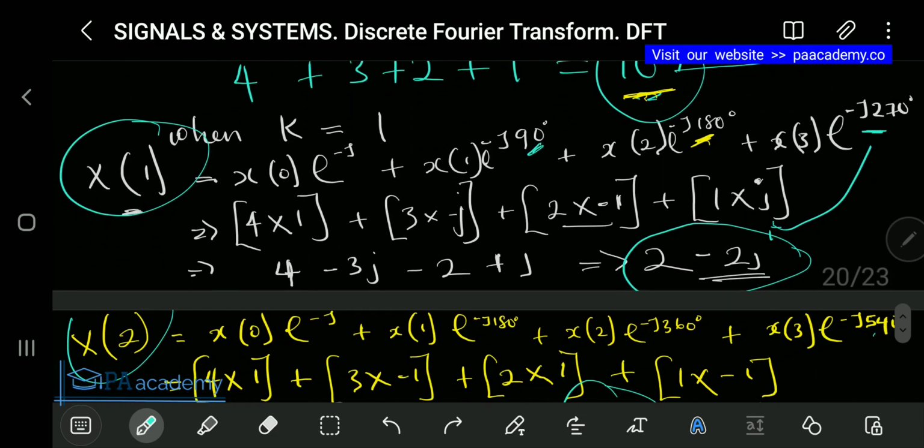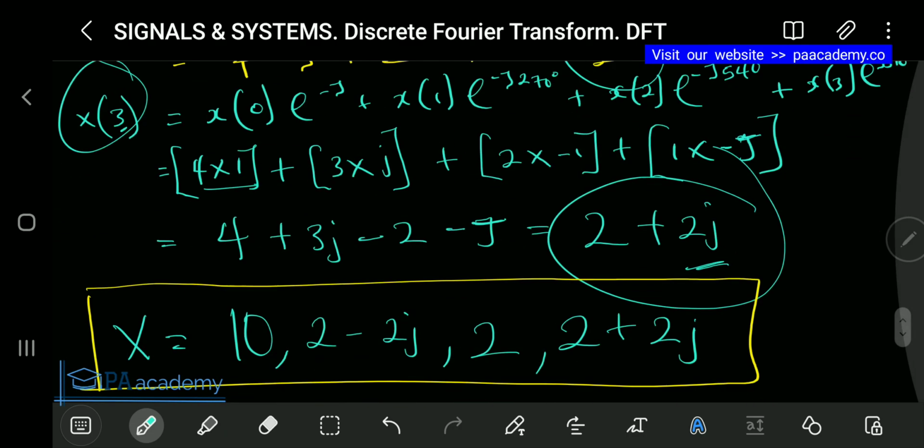So this is it here. When k is equal to 1, we got our answer to be 2 minus 2j. So that means this 2 that we are having here is the real part, while this minus 2 is the imaginary part.